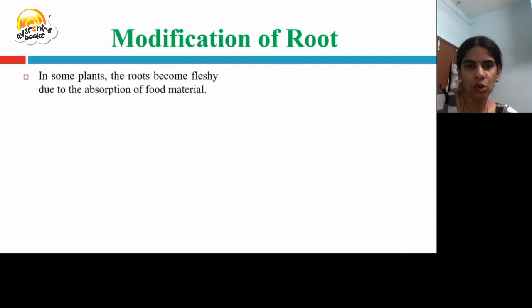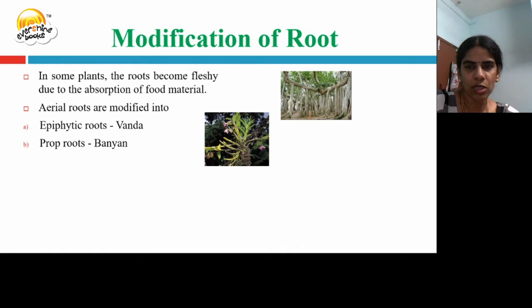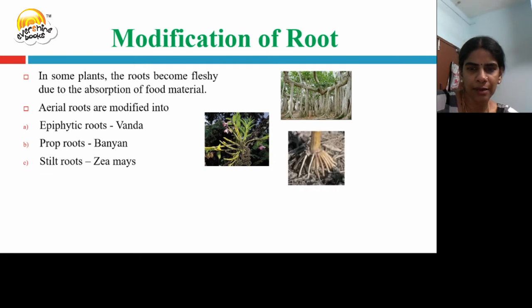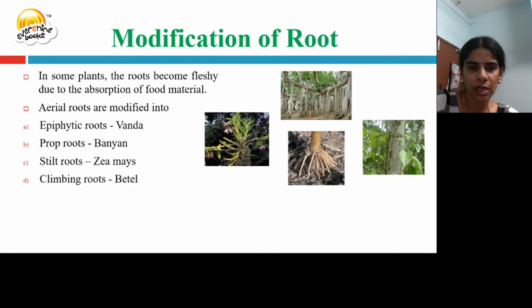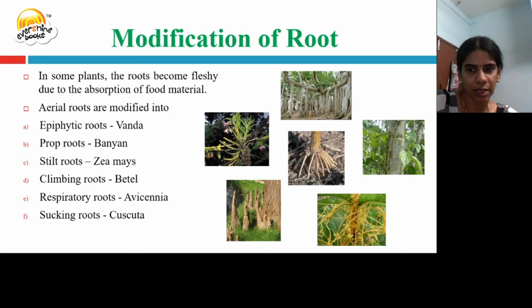In some plants, the roots become fleshy due to the absorption of food materials. Aerial roots, that is the roots found above the ground, are modified into epiphytic roots in vanda. Epiphytic roots in vanda means they grow on other plants. Prop roots, you can see in the banyan tree. The roots are found above the ground. Stilt roots we can see in Zea mays. Climbing roots in betel. Respiratory roots in Avicennia. Sucking roots in Cuscuta.